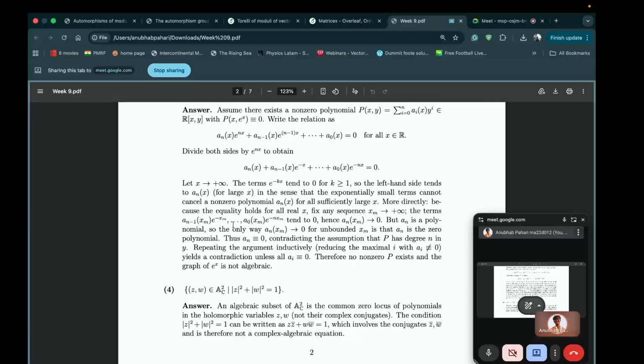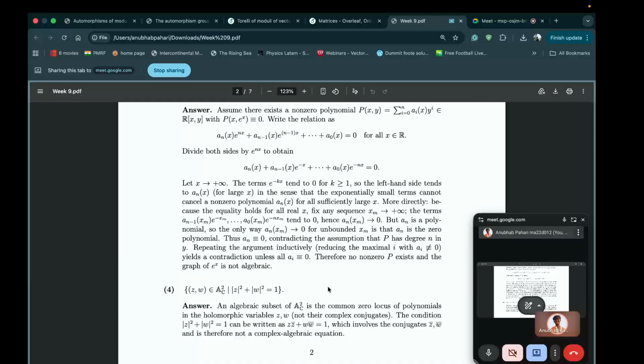More directly, because the equality holds for all real x, fix any sequence x_m going to infinity. The terms a_{n-1}(x_m) e to the power minus x_m through a_0(x_m) e to the power minus n x_m tend to 0. Hence a_n(x_m) goes to 0. But a_n is a polynomial, so the only way a_n(x_m) goes to 0 for unbounded x_m is that a_n is the zero polynomial. Thus a_n equals 0, contradicting the assumption that p has degree n in y.